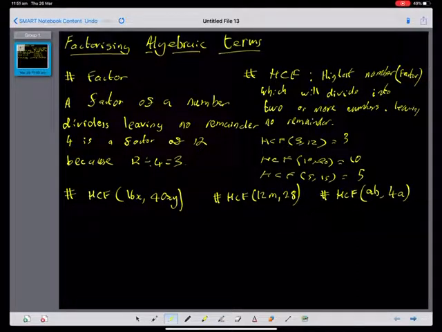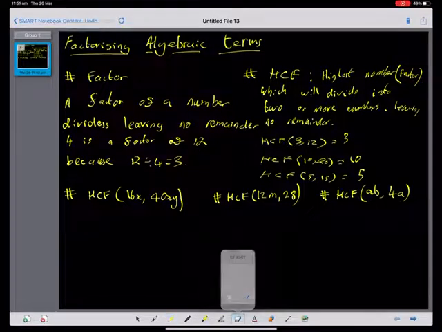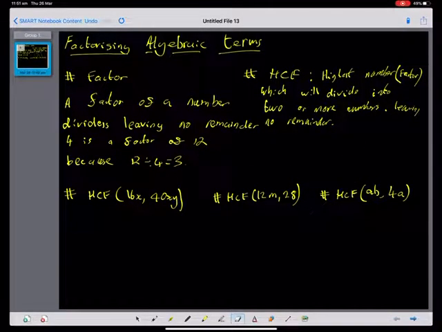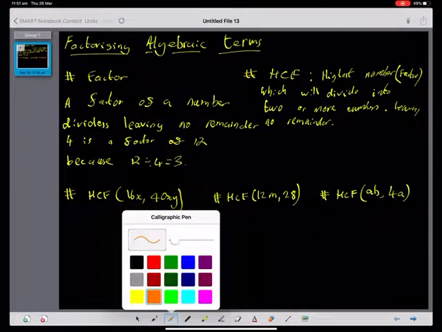leaving no remainder. Okay, so the highest common factor of 3 and 12 is 3. The highest common factor of 10 and 20 is 10. And the highest common factor of 5 and 15 is 5. Okay, so I'm just going to do 3 more. And I want you to pause the video and see if you can do these highest common factors.